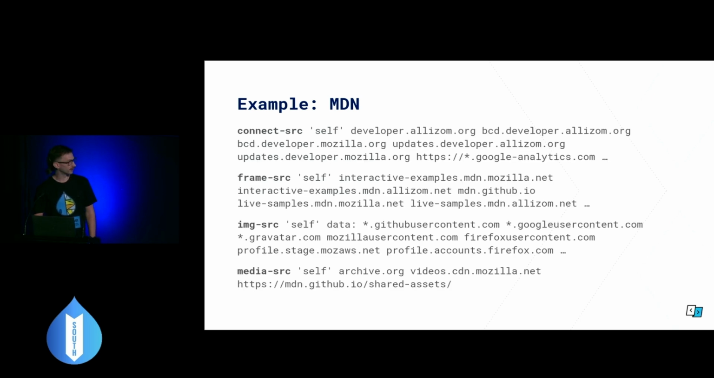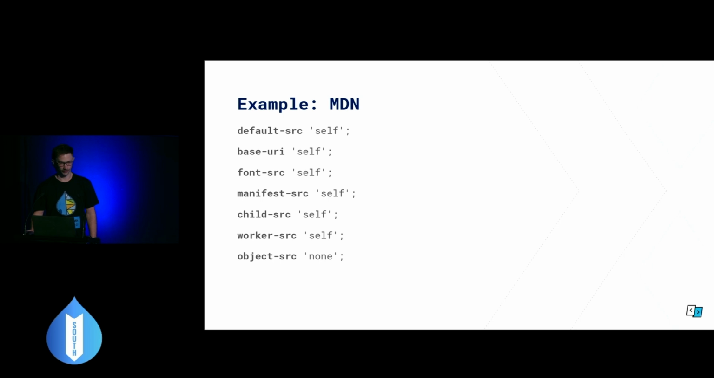I'm not going to go through all these other domains, but the connect directive is for fetch requests, AJAX requests, where it can connect to, frame source for iframes, images for images, media for audio and video, and then everything else they're just allowing from self, with the exception of object source, which they've set to none. I don't know if anyone uses object tags today. Back in the day, we used to use them for Flash animations. I hope no one's still doing that, but it's probably used for something that you should probably just block.